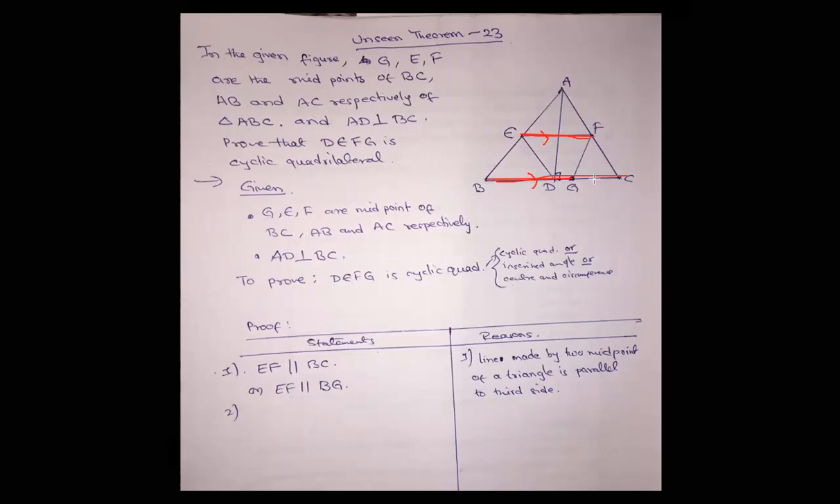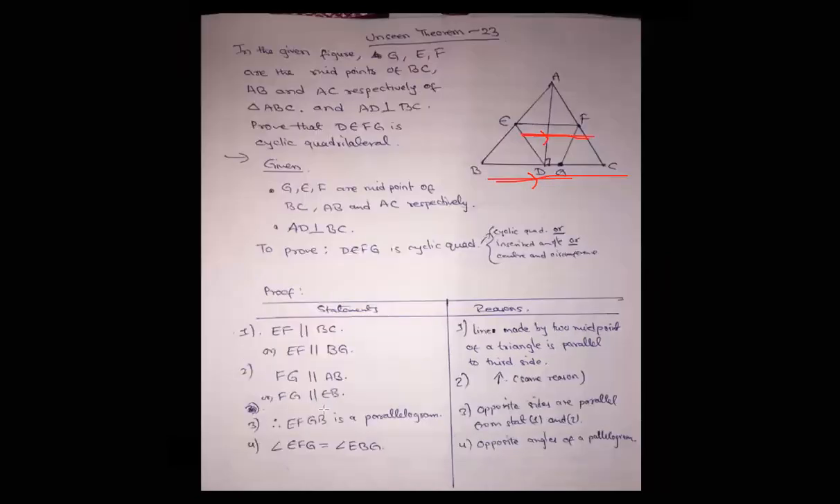BC is also the same line. BG is also the same line. So they are parallel to each other. Okay. So next one. Let us go to the next clip. Here we can see that. So let us go to the next line.